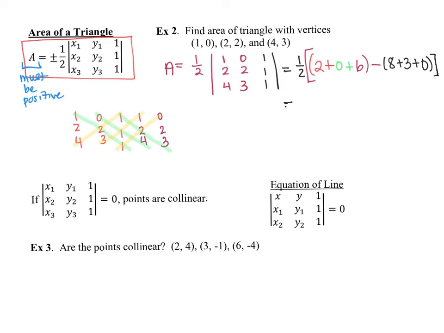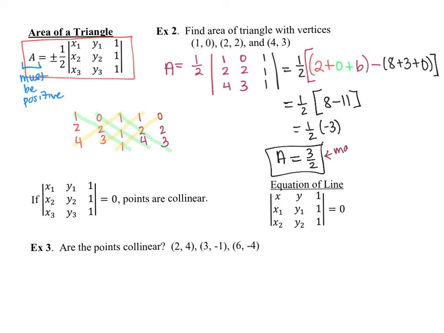Okay, so I'm going to have 1/2 of 8 minus 11, which is 1/2 of -3, which looks like it's going to be -3/2, but because it's area, I make it positive. And I'll just make a note. I made it positive only because it's area and it has to be positive. Okay, so really take the absolute value when you're done, but don't put those bars because then it looks like determinant again. Okay, so that's the area of a triangle.